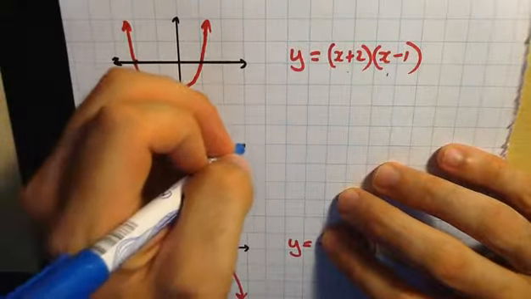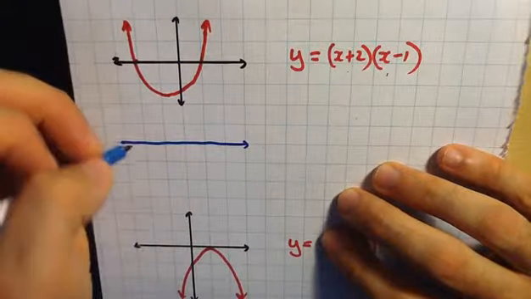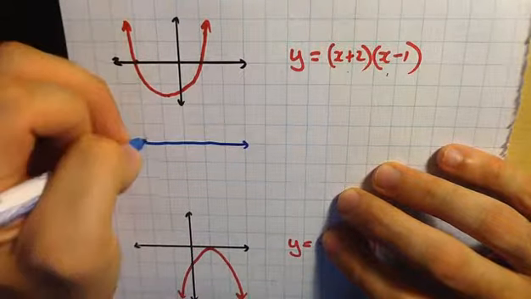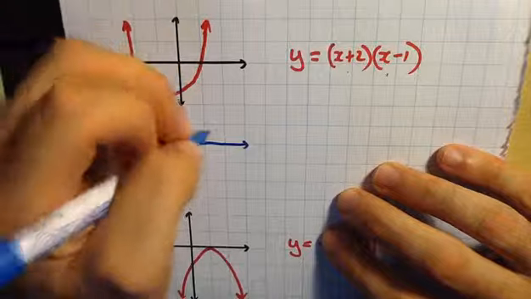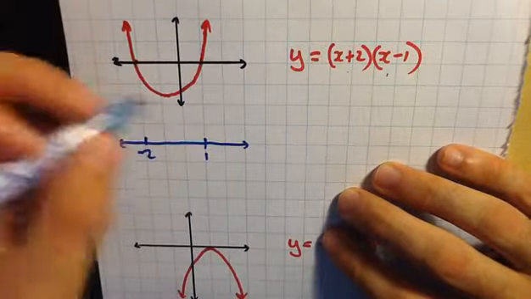To draw a sign diagram, you simply draw a line to represent the x-axis. And you go, all right, so it crosses at -2 and it crosses at 1. You can see how it lines up here. And then all I do is this.